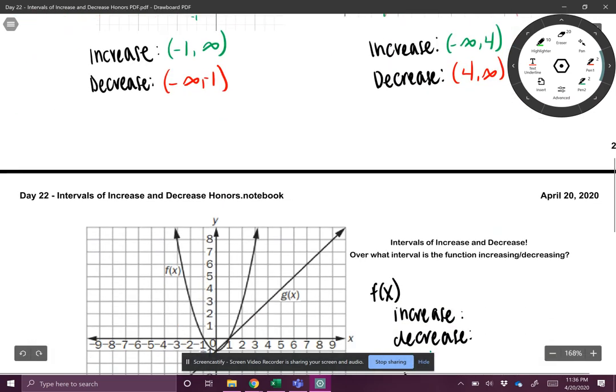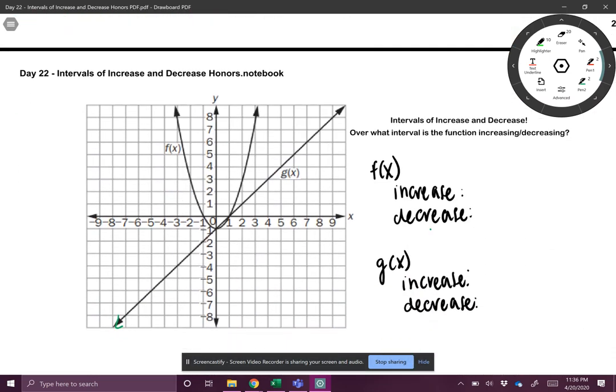Let's look at two more examples. So here we have a linear function with a quadratic function. So right now I'm going to outline my intervals of increase on my quadratic function. And if you notice, my linear function is increasing the entire time, and we'll take a look at what that means in a moment.